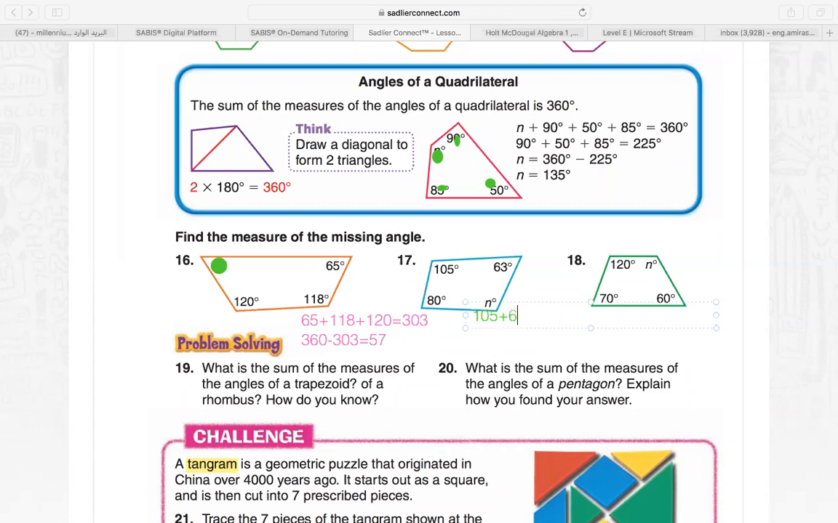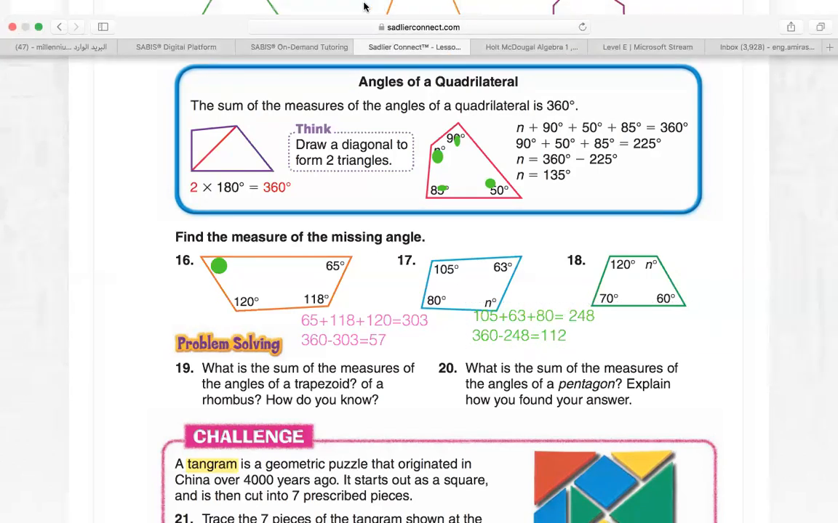105 plus 63 plus 80 equals 248. 360 minus 248, so the unknown will be 112. Do it again. 105 plus 63 plus 80 equals 248. So 360 minus 248 equals 112. So 112 is n. Okay, girls?